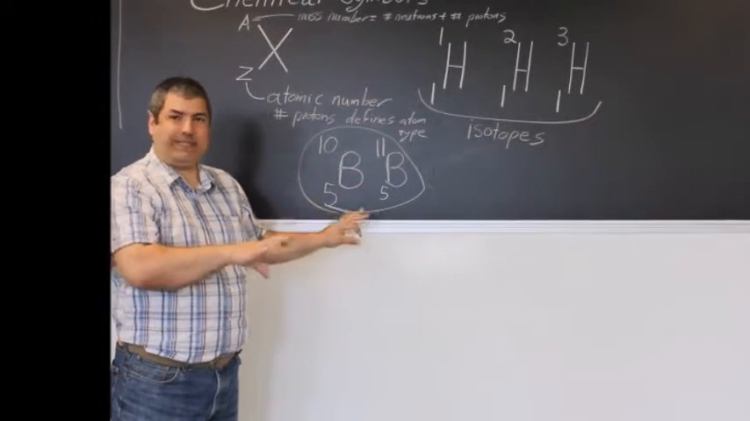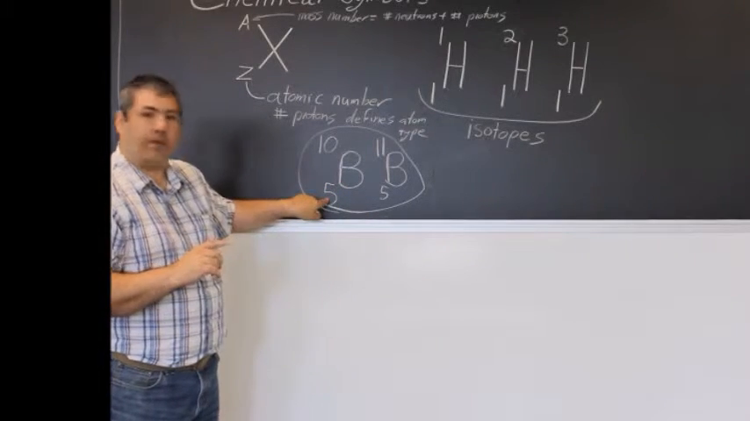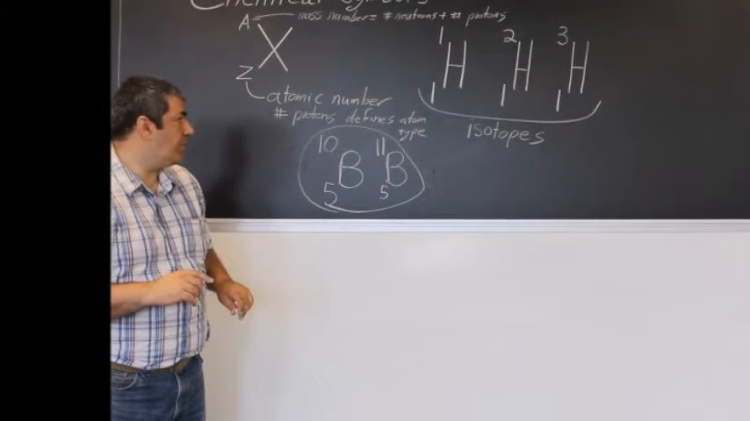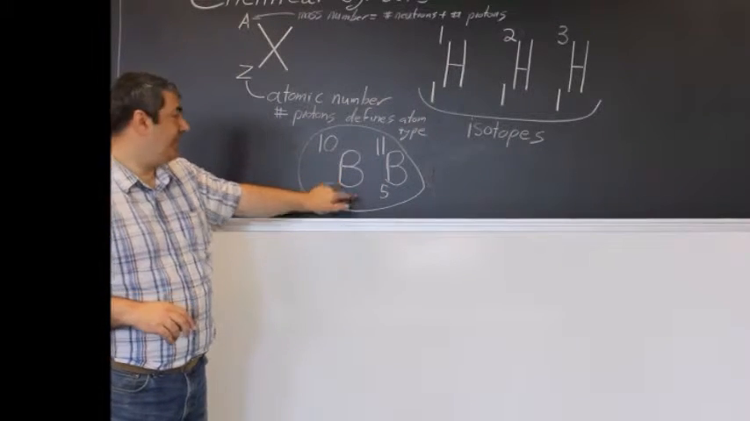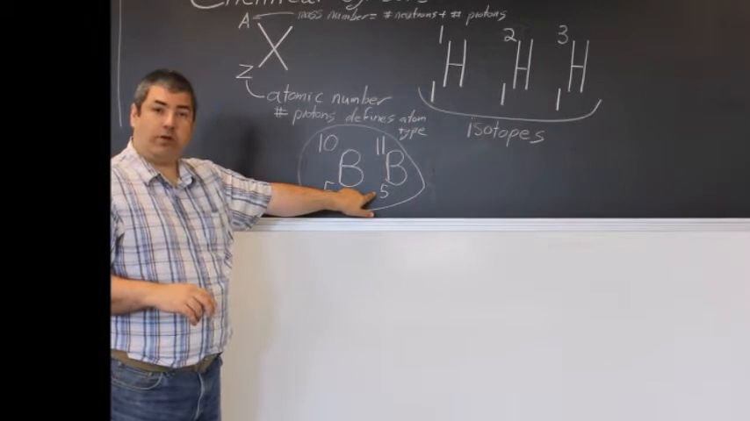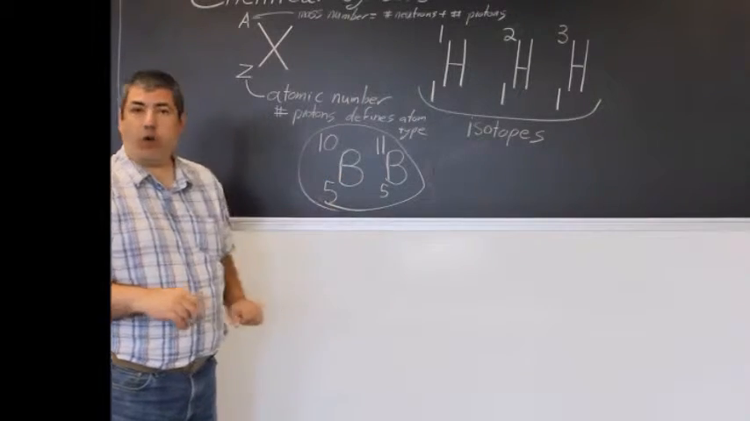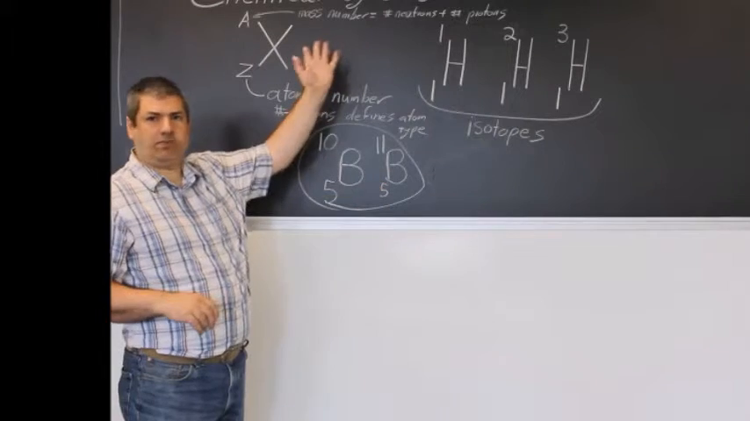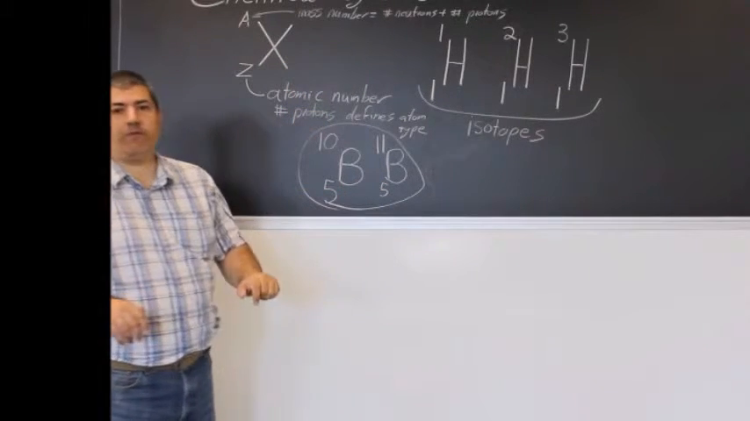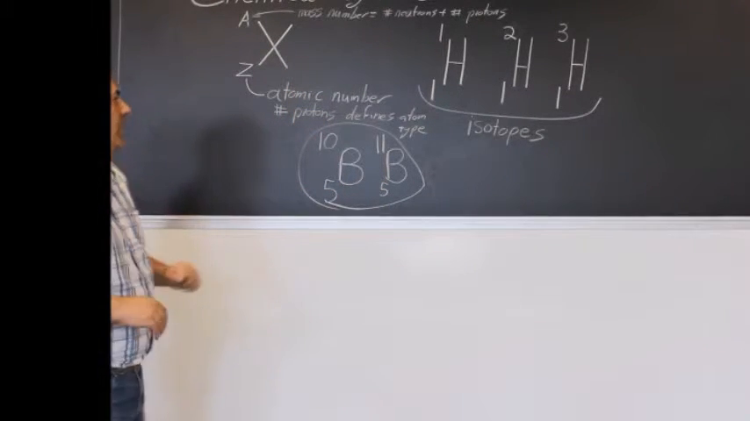Elements are differed by the Z number, by the number of protons. So regardless of how many neutrons I have, if I have 5 protons, this is always going to be boron. In theory, this could be 12, 13, 14, whatever. As long as there are 5 protons, it's boron.